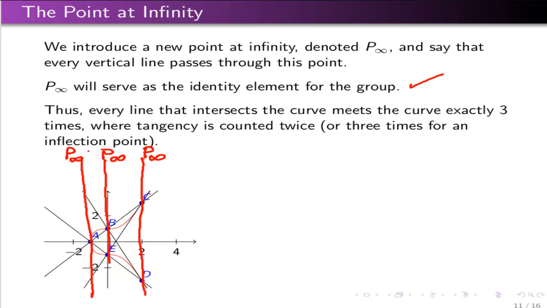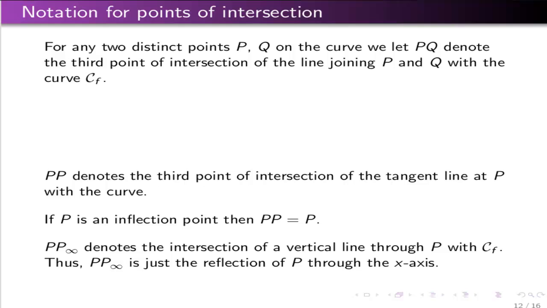Now, we'll come back next time to really make rigorous what is this point at infinity. How can all these different lines be passing through the same point? But let's just take that as a given here for now and introduce a notation we're going to be using. So if I give you 2 points P and Q on the curve, I'll let PQ denote the third point of intersection of the line joining P and Q with the curve CF.